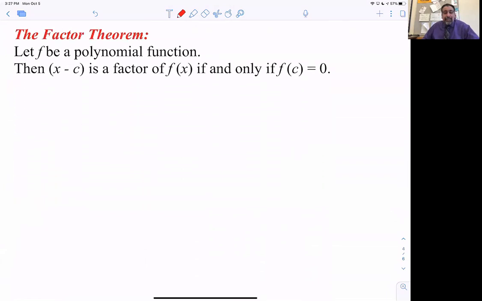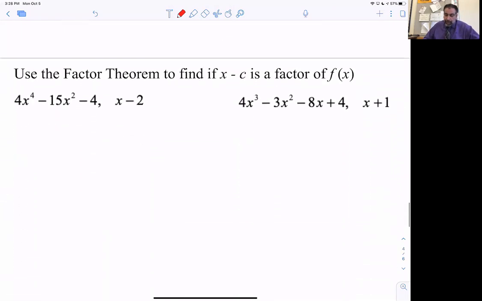Next thing we're looking at is the factor theorem. We've talked about this in the previous section. If f is a polynomial function, we know that x minus c is a factor if when we plug in c, we get out 0. That's just a consequence of what we just said. If I plug in c and get out 0, there is no remainder, so our factor goes in evenly. So let's test this out on a couple of examples.